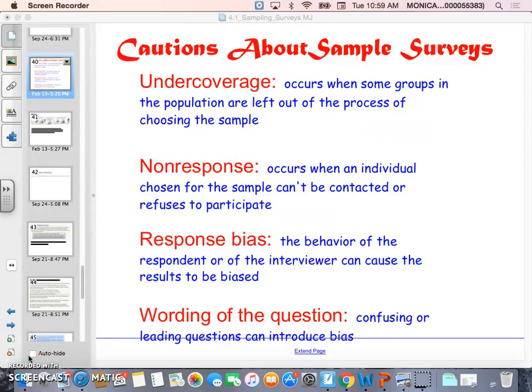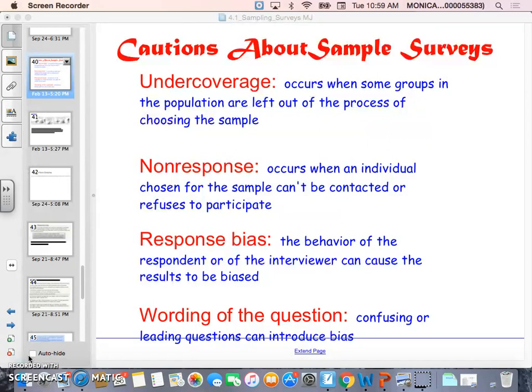So some other things to take into consideration when you're actually writing your survey questions is undercoverage. Undercoverage could be something that occurs when some groups in the population are simply left out of the process. So this could happen if you choose to do a simple random sample, and let's say randomly only gentlemen were selected and there were no women in your survey results, in your sample. That could be a situation where you have undercoverage, and you might want to consider going back and doing that again.